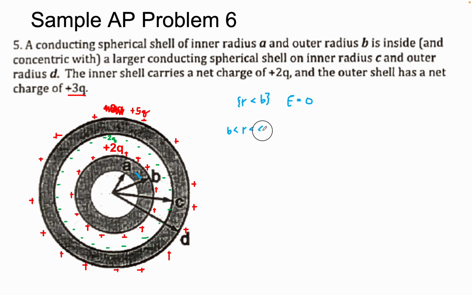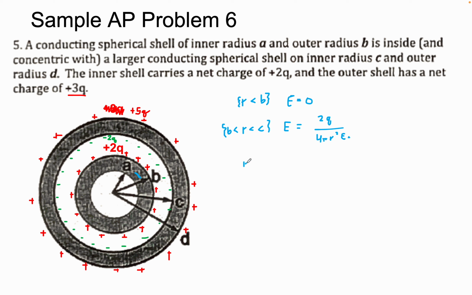What happens when R is greater than B, but less than C? Well, now we've got a little interesting problem. Yeah, we do have a net charge of positive Q. Hopefully at this point, you're confident enough for me to just write this. It would be 2Q over 4 pi R squared epsilon naught. And I'm literally just using Gauss's law at this point and plugging and chugging.